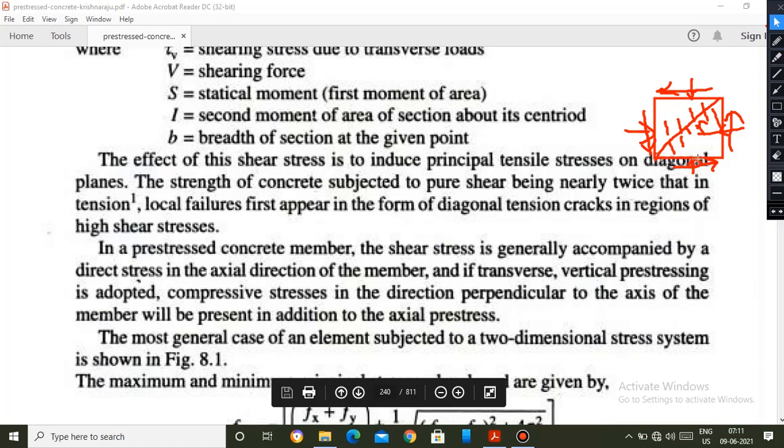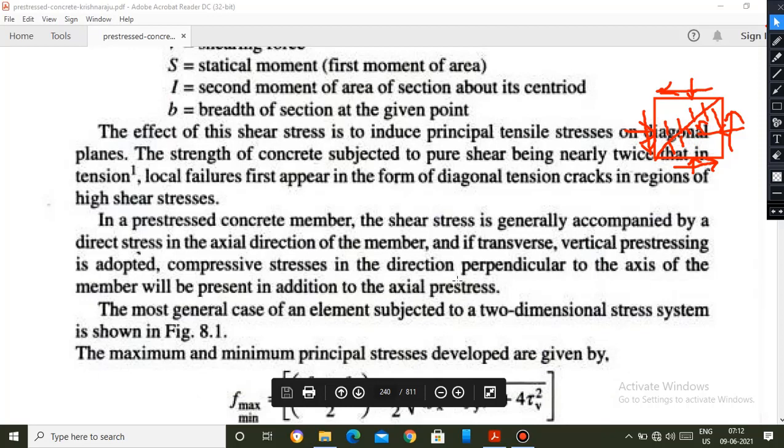That means if you observe here, for this particular type of pre-stressed concrete member, if you give the tendon here and stretch this tendon, because of this stretching it will give compressive forces. Because of these compressive forces, the shear stresses are generally accompanied by direct stresses in the axial direction of the member. That means while directly giving the load, the pre-stressing force directly develops compressive forces and will resist the direct compressive forces, and it does not develop a maximum amount of diagonal stresses.